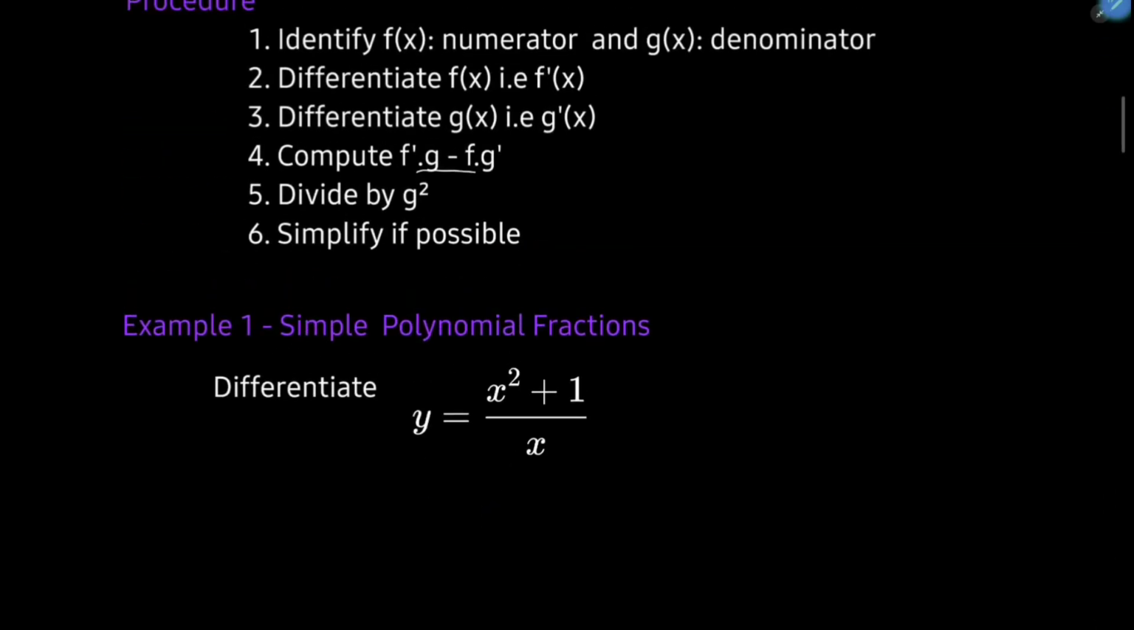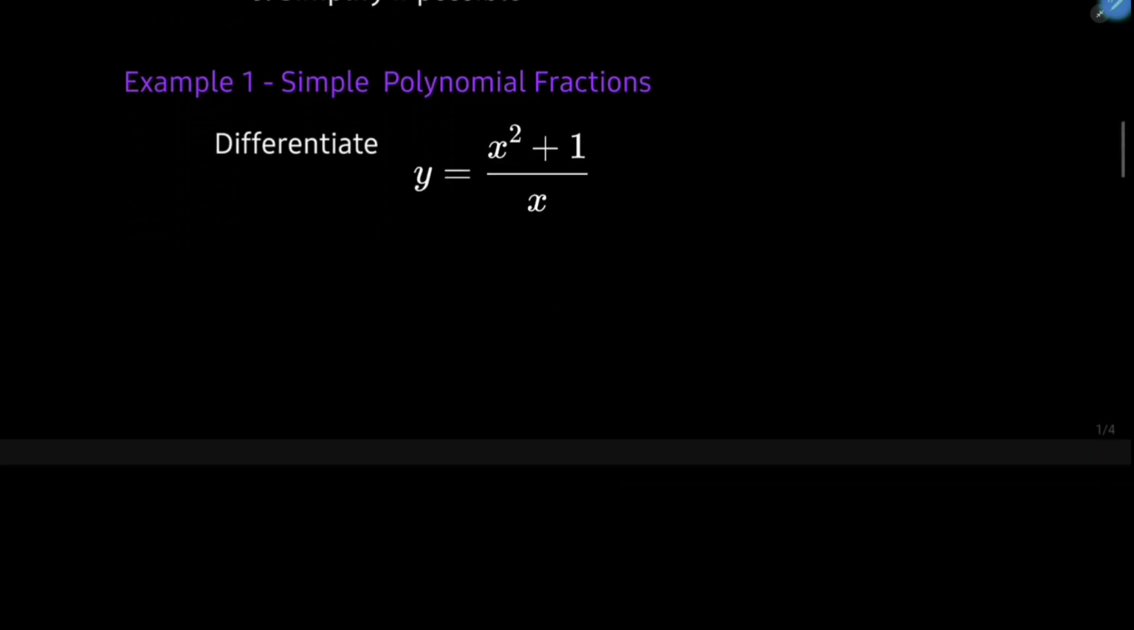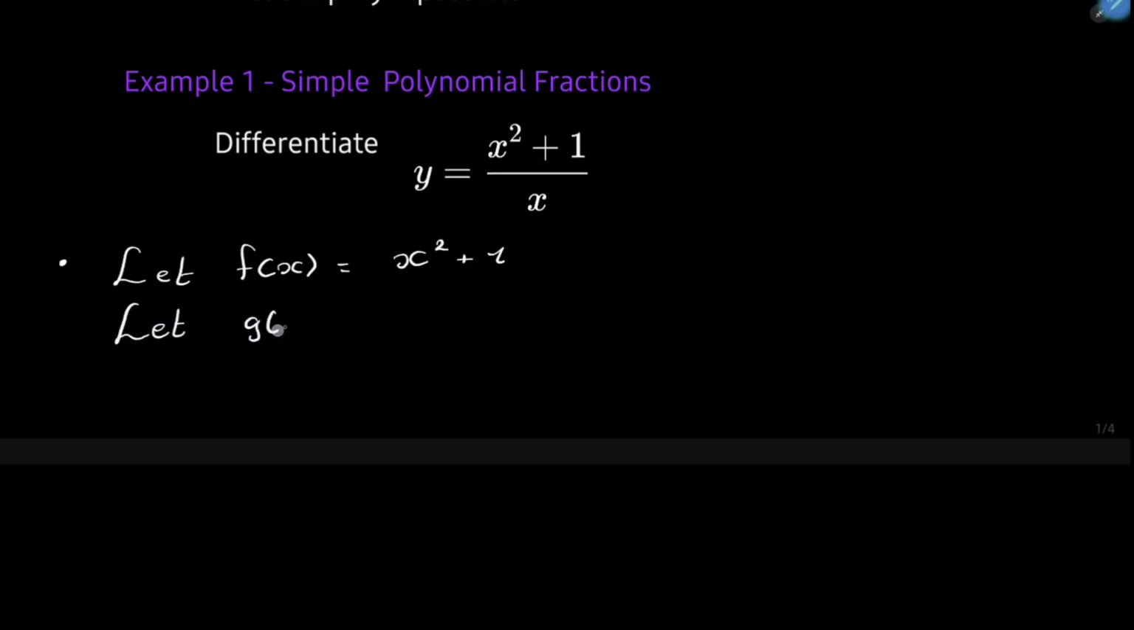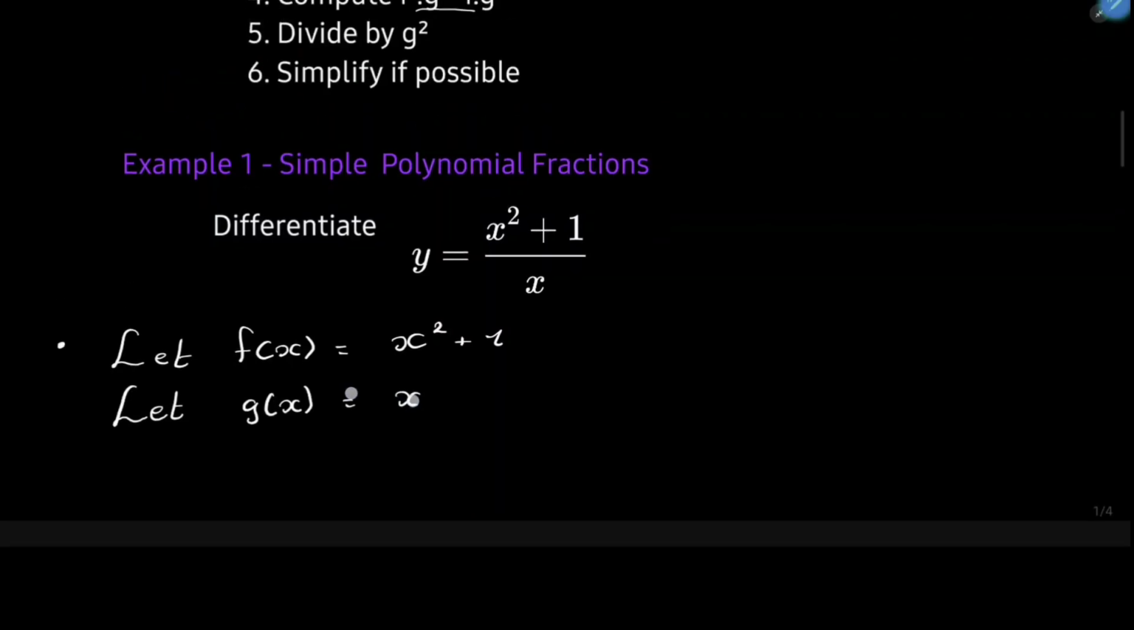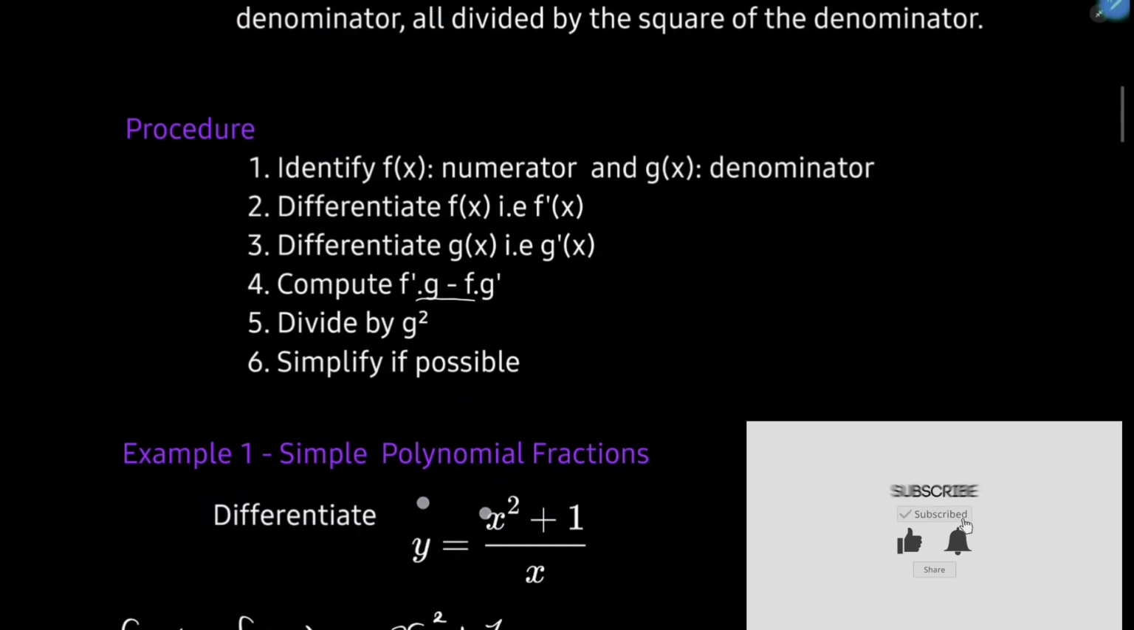Identify f of x and g of x, that is your numerator and denominator respectively. So first, we'll say let f of x, which is our numerator, be equal to x squared plus 1. Identifying our denominator, we will let g of x equal to x. So we are done with our first step. Moving on to the second step, it tells us to differentiate f of x.